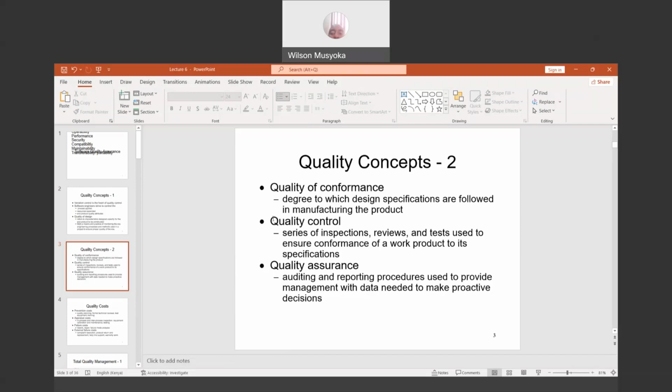Then we also talk of quality control. By quality control we mean the series of inspections, reviews, and tests that are used to ensure that you have conformed to the product specifications. Then there is also quality assurance, and quality assurance is the process which will include auditing and reporting procedures that are used to provide management with the data needed to make proactive decisions. So those are very key concepts which you need to understand. That is quality conformance, quality control, and quality assurance.